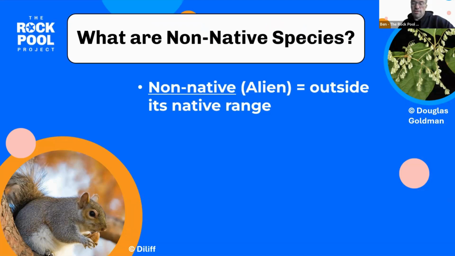And I suppose the extension of that would be that if it's outside of its native range and its range hasn't expanded naturally, then there has to be because people have actually caused that to happen. And so it's a human-induced problem.